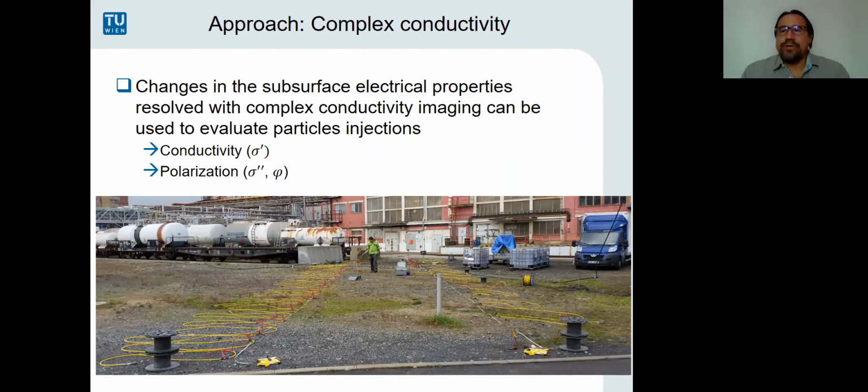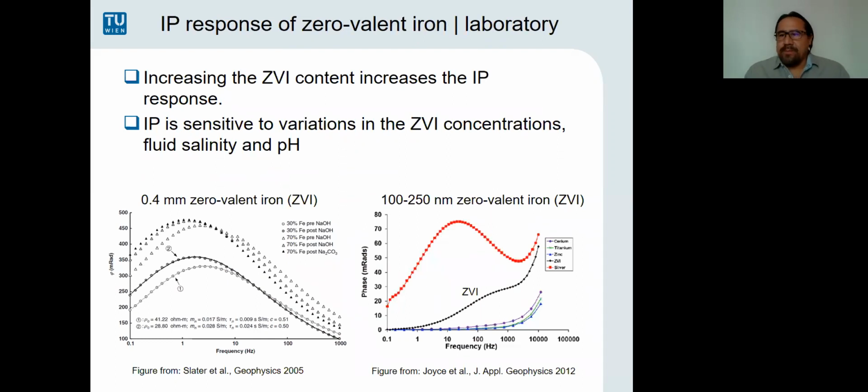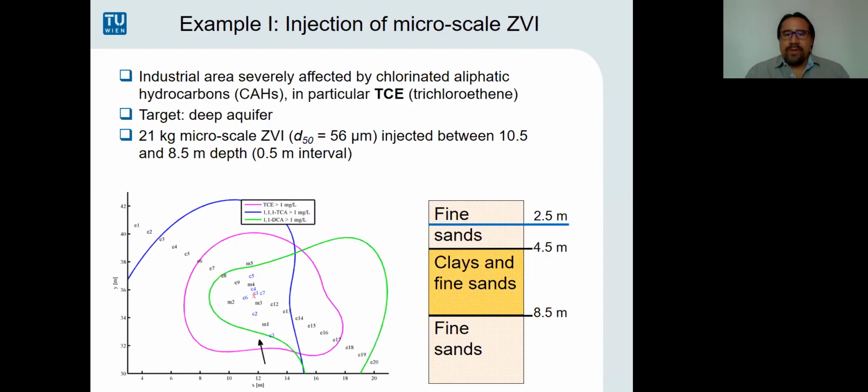So, okay, this is the approach. This is what we are going to use. The changes in the electrical properties of the subsurface, the conductivity and the polarization, can give us some information on whether the particles are being properly delivered or not. There are some laboratory examples that have shown that complex conductivity is sensitive to the presence of zero valent iron. So we went to the field.